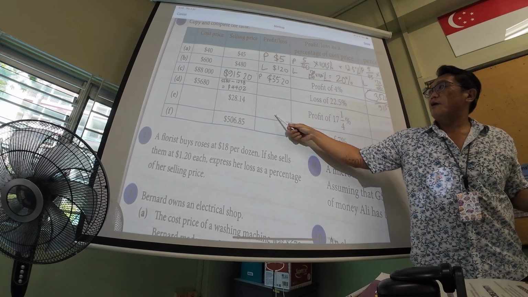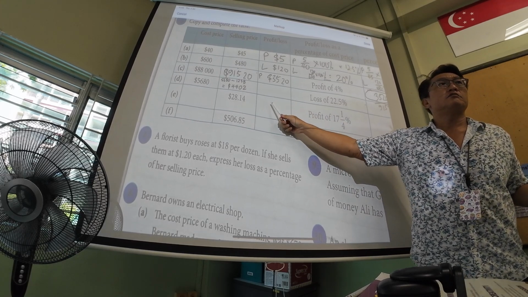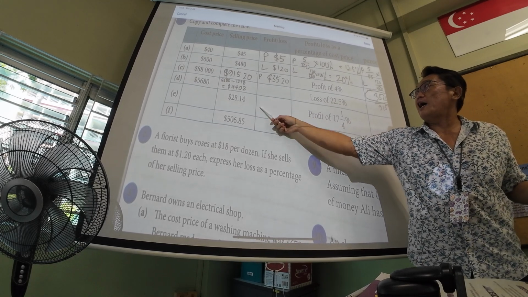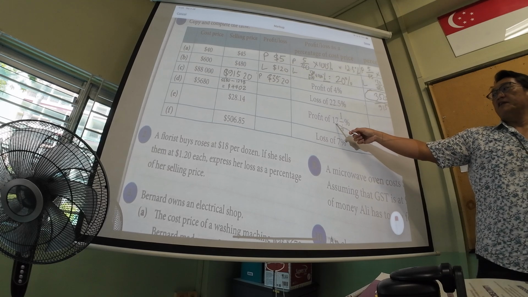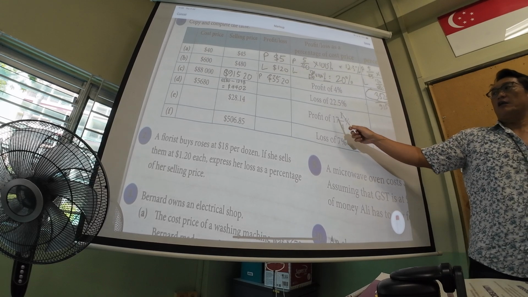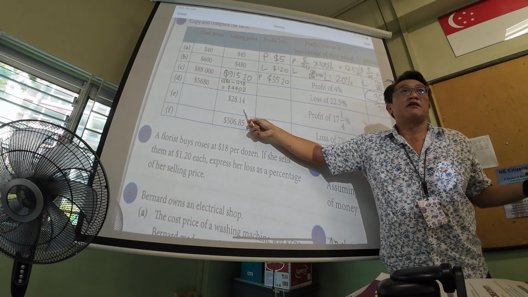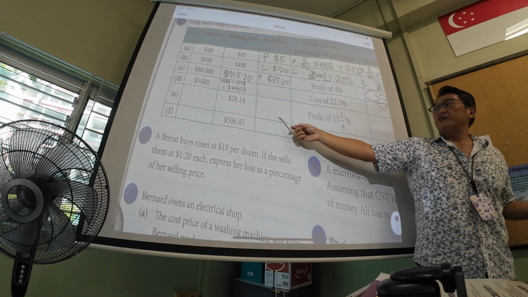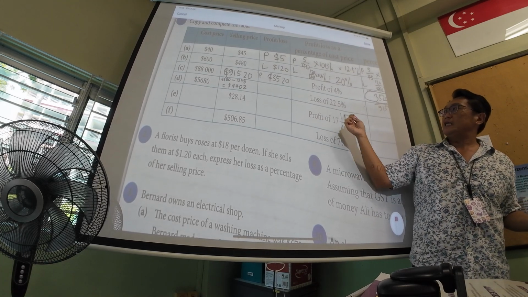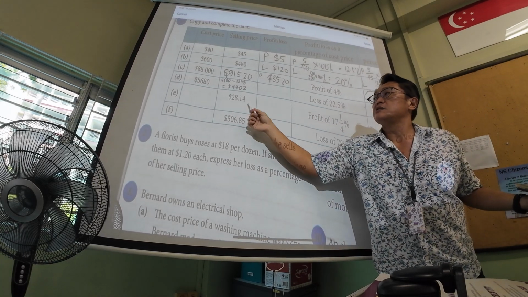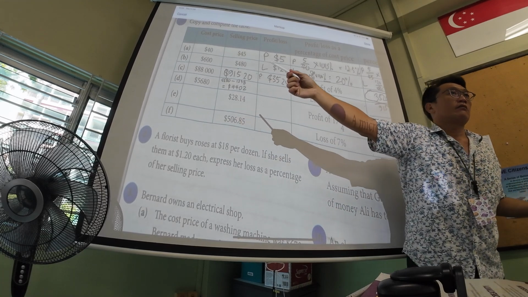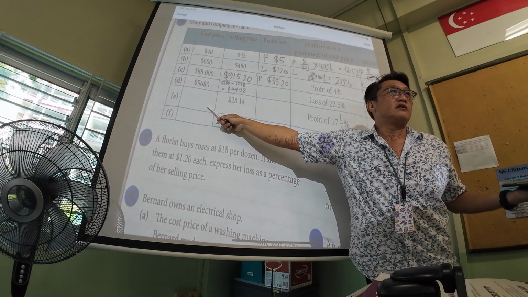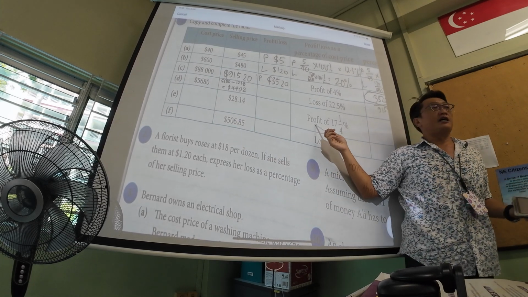Meaning my profit here I don't know yet. But whatever I have here is 17.25% of cost price, not selling price. Okay? So now we don't have this, we must try to be able to link this to this. Okay? So cost price to selling price.